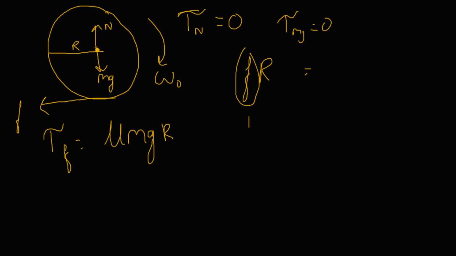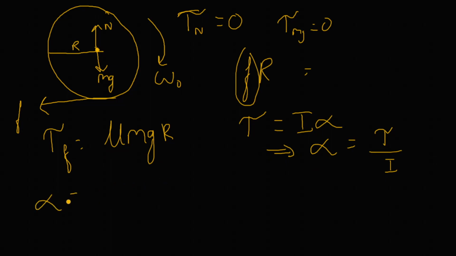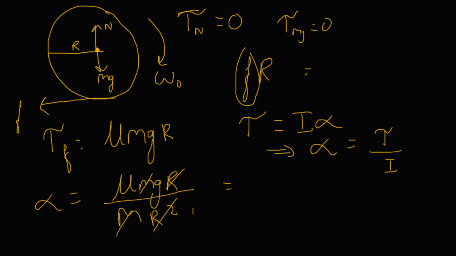What will that be? We know that torque is equal to moment of inertia times angular acceleration. So we get angular acceleration is equal to torque by moment of inertia. So what is the angular acceleration? The torque is mu mgr, and the moment of inertia of a ring is given by mr square. So alpha is going to be, m and m cancel, and of r and r square, one of the r's gets cancelled. So we have alpha is equal to mu g by r.